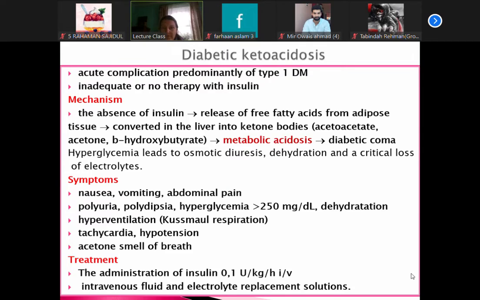What will we do? You need to treat pathogenetically. First of all, you will give fluids, simple saline solution.